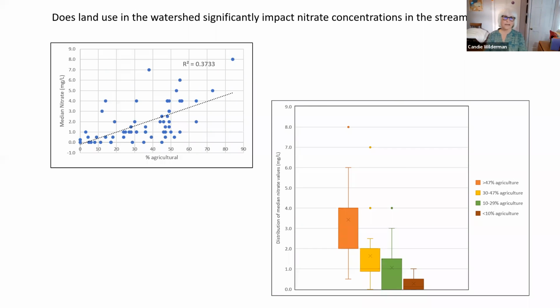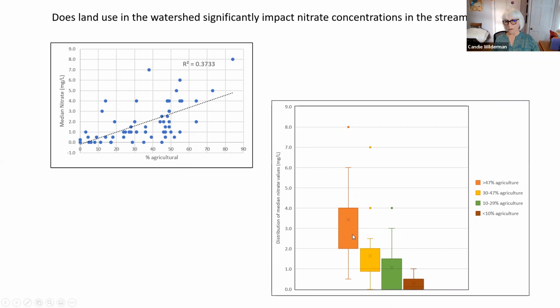Now, looking again at our data, does the land use in the watershed significantly affect nitrate concentrations in the stream? Well, let's look at agriculture. Here's the percentage of agriculture. We normally think of agriculture as having an impact on nitrates. But I gotta admit, when I just eyeballed the data, I couldn't see anything that looked like a pattern. But if we look at median nitrate and percent agriculture, we do indeed see that there is some predictive value there. There is a relationship there.